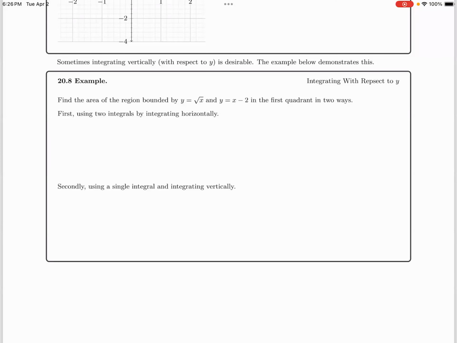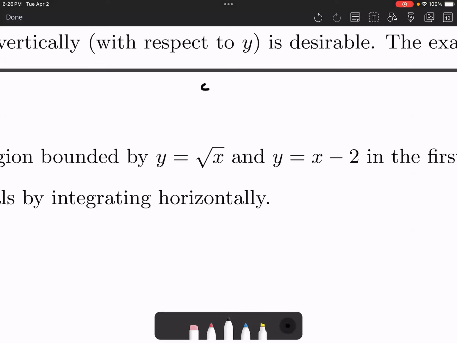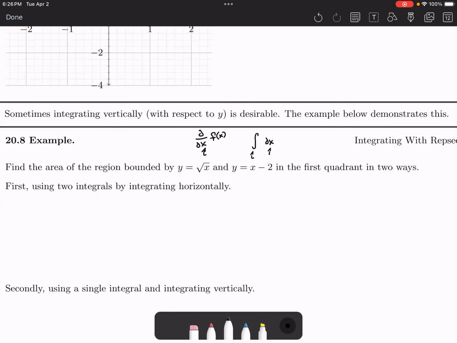Example 20.8 is going to walk us through the importance of describing the variable that we are integrating with respect to. If you recall, when we discussed derivatives, it would be beneficial to describe that I'm differentiating a function f with respect to the x value. That's what that notation means. And when you integrate, you also tell yourself which variable you are integrating with respect to, dx. Here we're going to see integration in two different ways. That's really just going to provide two different methods of solving the same problem.